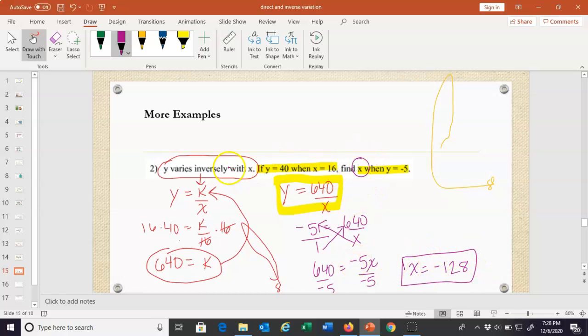So again, you start with the rule. We know inverse variation is this rule. You use the information they gave you to plug in and solve for k. And you essentially put that back into the rule, and you can use it on anything now. Once you find that k value, that constant of variation, you have the rule for all possible x and y's.